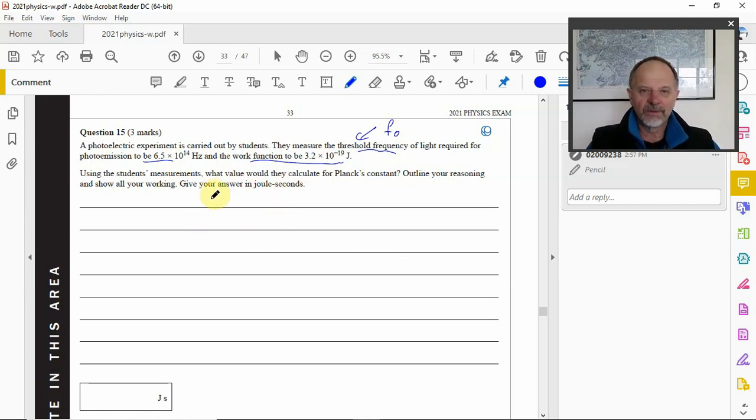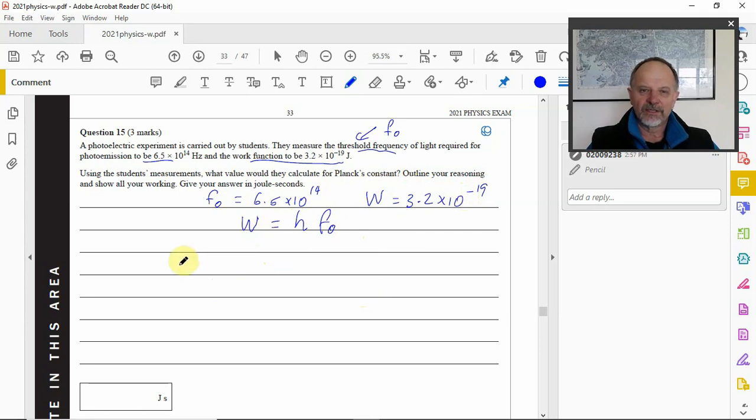All right, so what we know is that the threshold frequency, f0, is 6.5 by 10 to the 14. And we know that the work function is 3.2 by 10 to the minus 19. And the units that we're given, they're standard units. All right, so what do we know? Well, there's a couple of different approaches. One of them is that we know that the work function is Planck's constant times the threshold frequency.